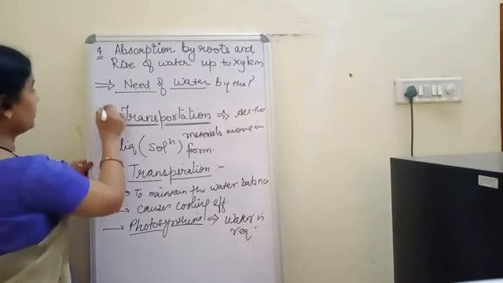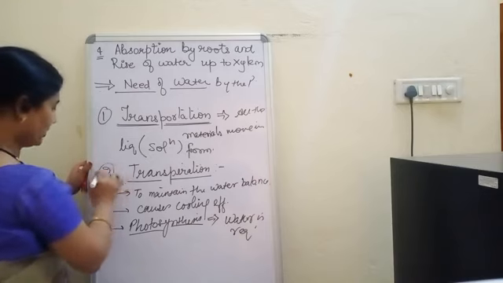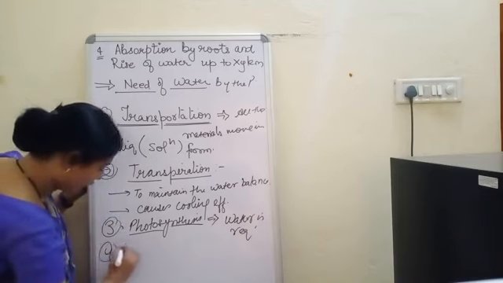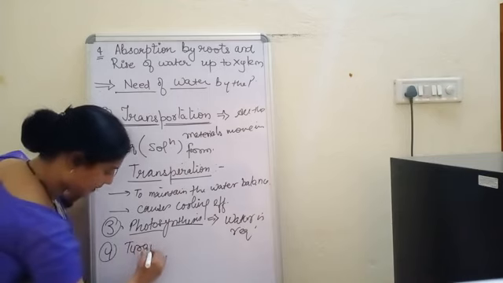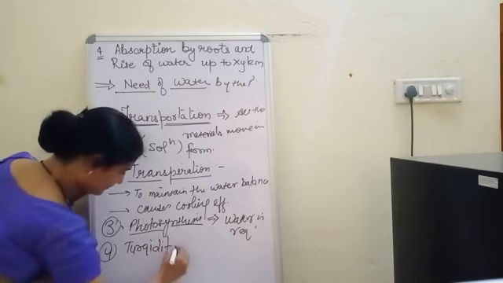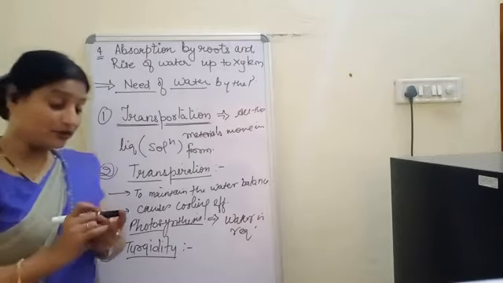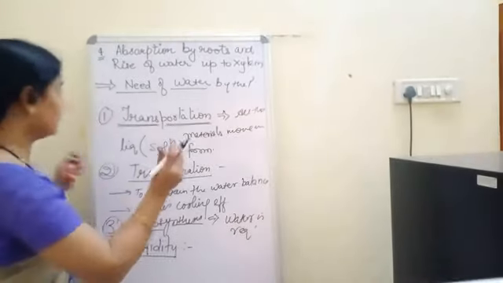Let me write the point number 1, point number 2, and this is the point number 3. The point 4 is turgidity. Now see, the meaning of turgidity. Suppose a plant cell is there. Okay, let me draw here.